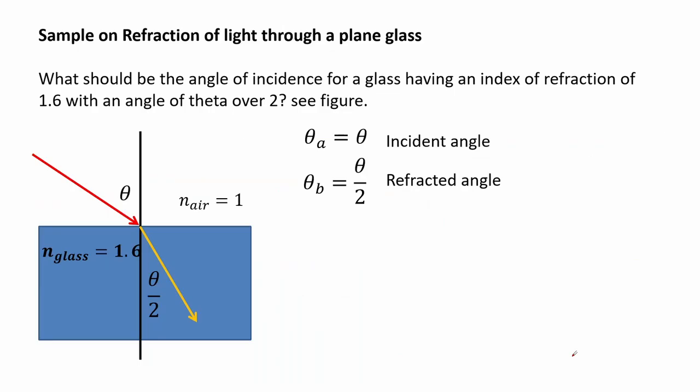Here we have an example on refraction of light through a plane glass. What should be the angle of incidence for a glass having an index of refraction of 1.6 with an angle of theta over 2? See figure for reference.